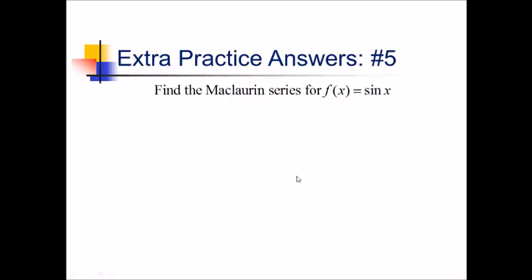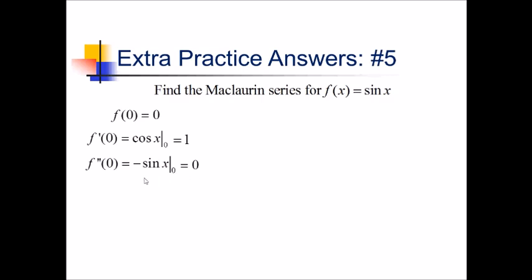For number 3, I'm trying to find the Maclaurin series for f of x equals sine of x. So let's start by doing f of 0. That's going to just be 0. Now we'll do the first derivative at 0. So that's going to be cosine of x evaluated at 0, which is 1. And now the second derivative, that's going to be negative sine of x evaluated at 0, which comes out to 0.